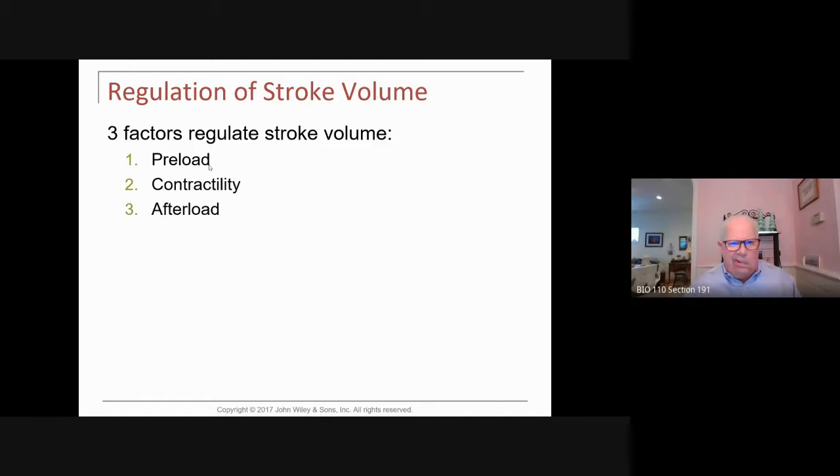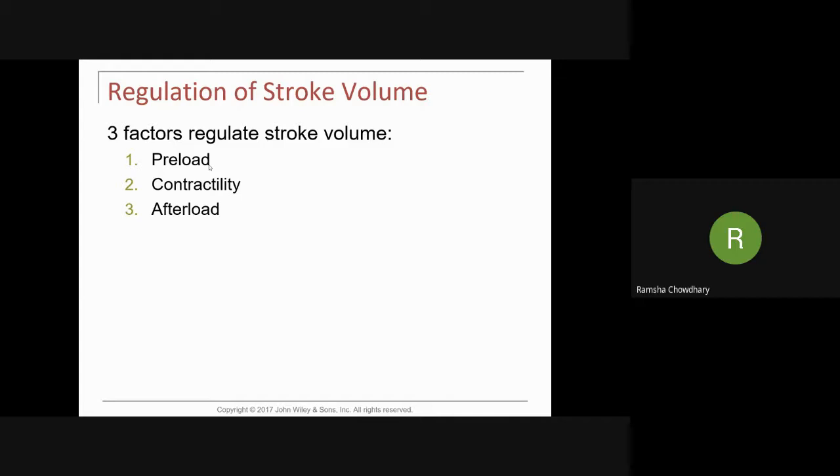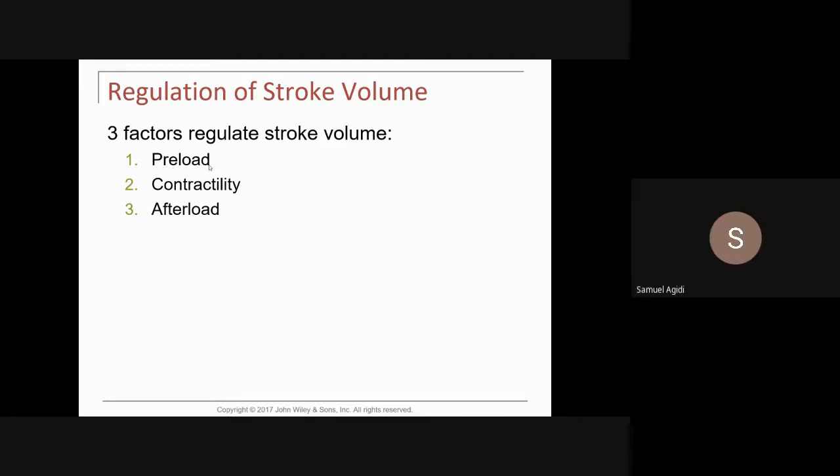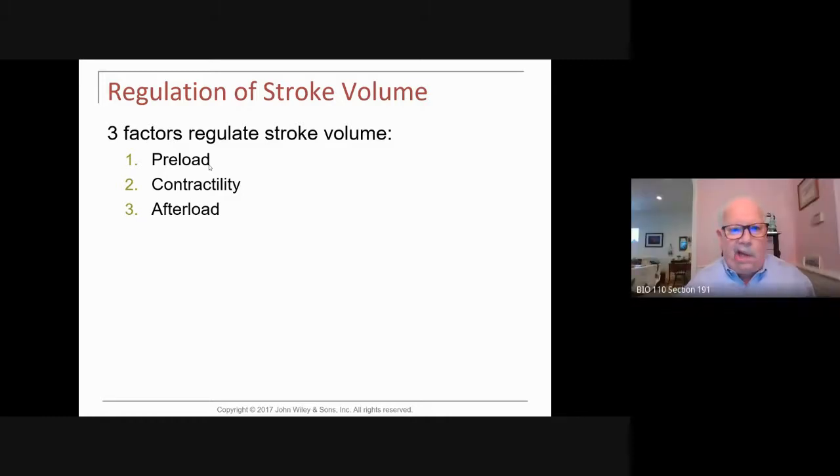Okay. And the third factor that regulates stroke volume is afterload. What in the world does afterload mean? It releases it to the rest of the body. Yeah, what it means is the blood leaving the heart. Is the blood leaving the heart too fast? Too slow? Too much? Too little? Okay?